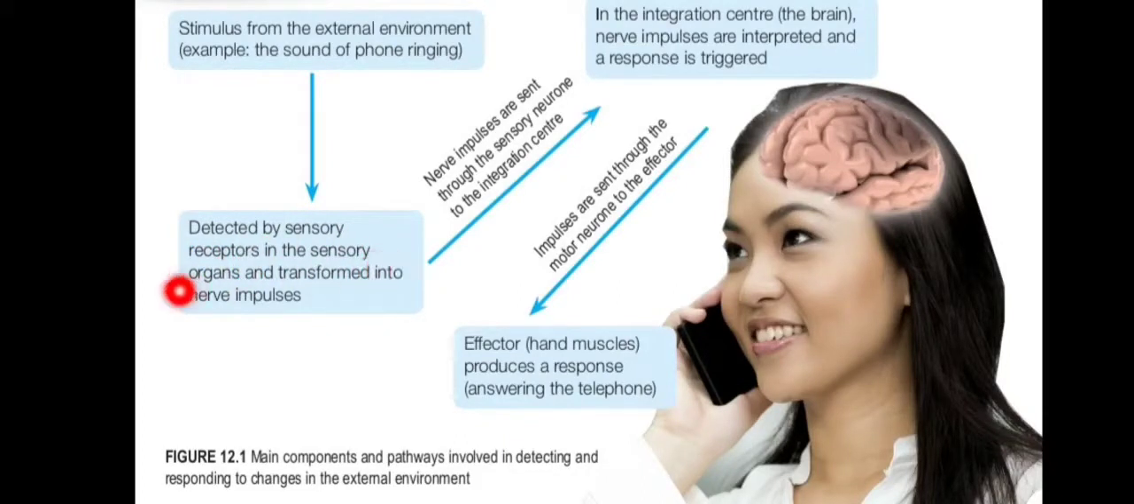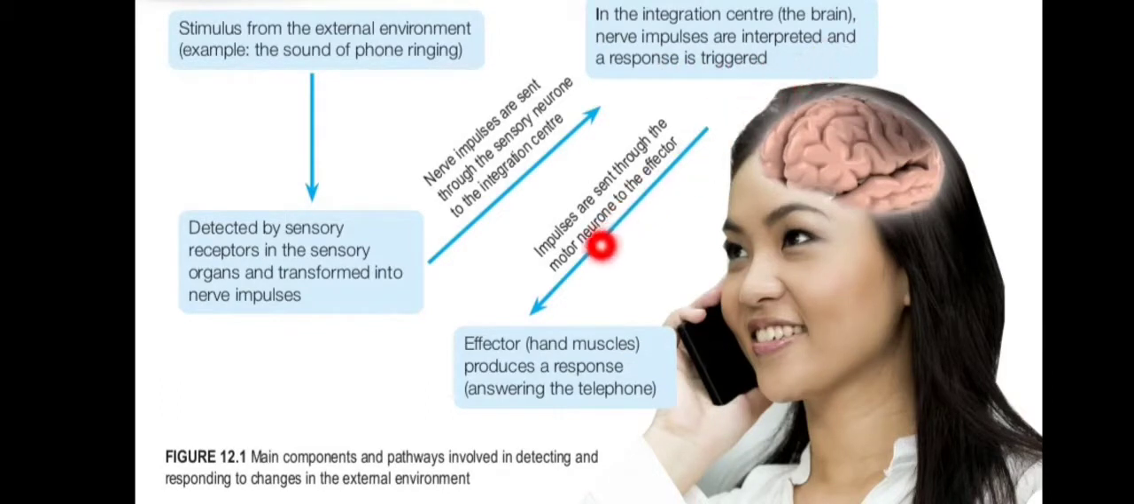In the sensory organs, the sound will be transformed into nerve impulses. The nerve impulses will be sent through the sensory neuron, the neuron that sends the nerve impulse to the brain integration center. In the brain integration center, the nerve impulses are interpreted and a response is triggered.